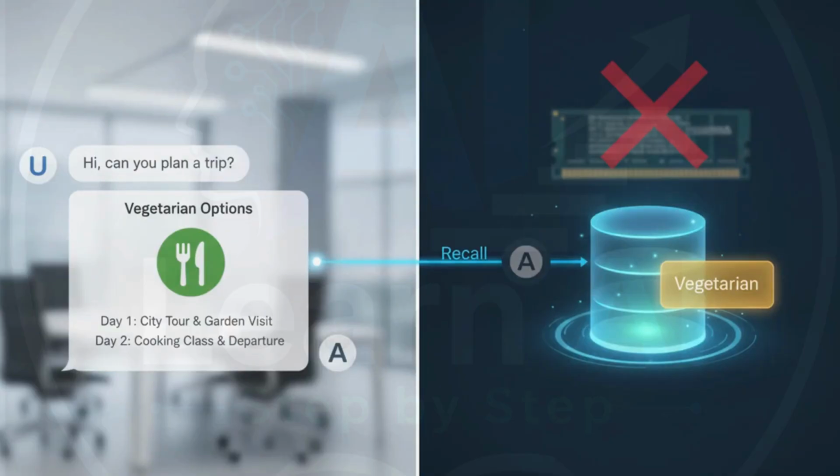Fast forward to next week. That same user returns to the platform. It's a brand new session ID. They type, "Hi, I'm back. Can you plan a trip for me?" Now, despite the wiped RAM and the totally new session, the agent immediately fires up that recall tool. It pulls the vegetarian preference straight from the permanent disk and seamlessly personalizes the new trip itinerary right then and there. The agent actually remembered.